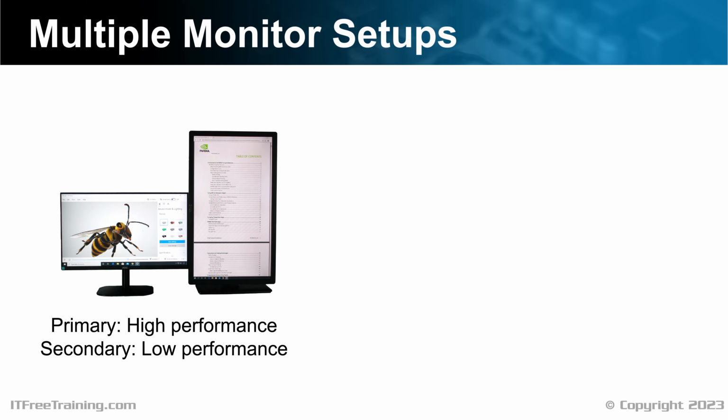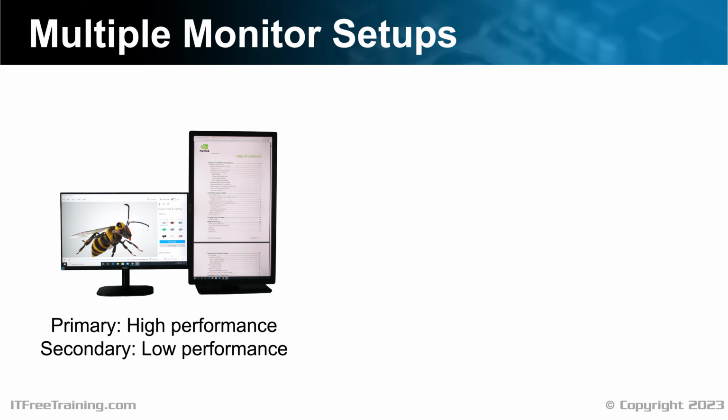For example, you may be running a 3D application on the primary monitor, and the second monitor is used for looking at reference material or running applications like Office or email. Since these applications do not require much graphics hardware, the performance of the second monitor does not need to be as high as the first monitor.